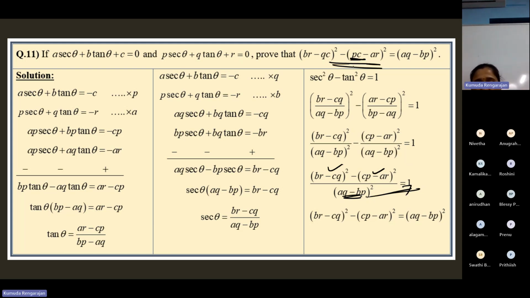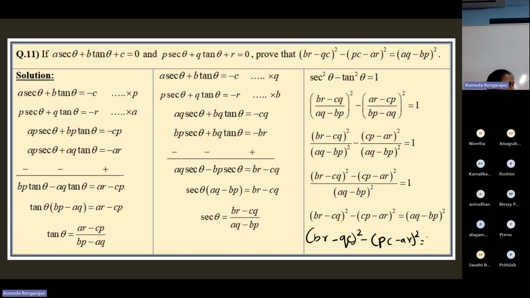See, PC is a CP, all that we understand. This is PC here, but we have CP here. That's fine. And here it's QC, but I've written CQ. Maybe you can write one more step with that. So that means BR minus QC, we have QC in the question. So CQ is QC whole square minus, we have PC there in the question. So CP is PC minus AR, the whole square is equal to AQ minus BP, the whole square. Understood?